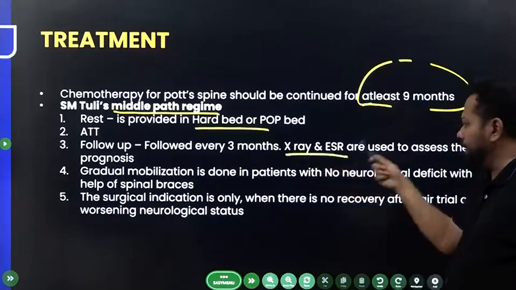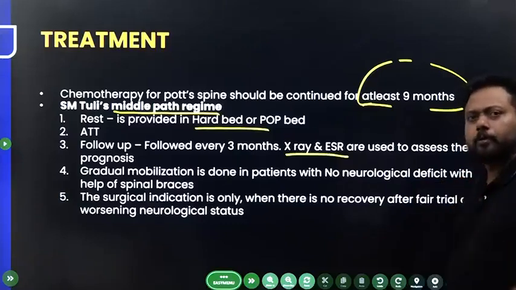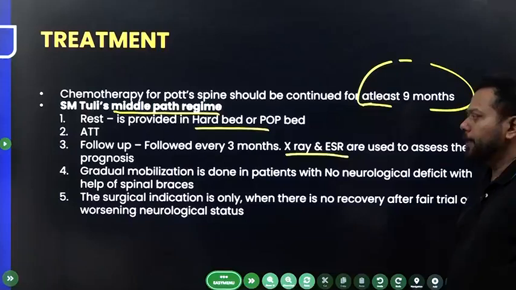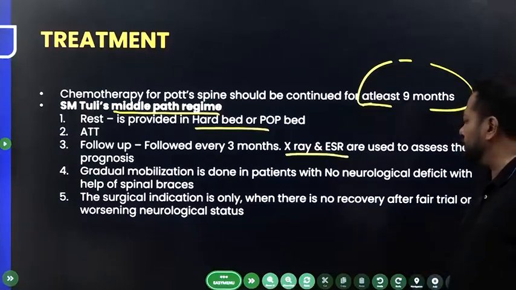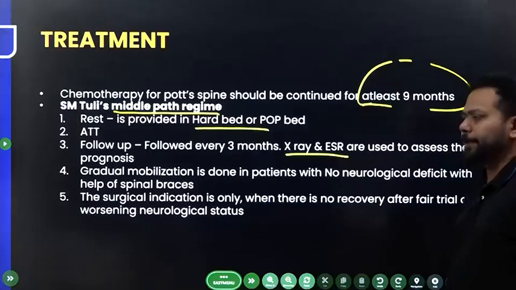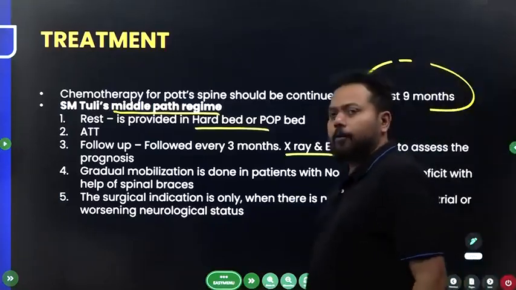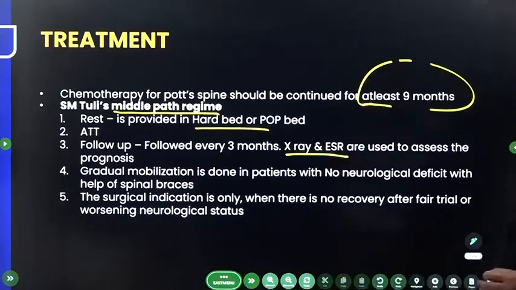X-ray and ESR are used as prognostic indicators. ESR should come down. X-ray should not worsen, and it will show some sort of improvement. Then the fourth step is gradual mobilization in patients with no neurological deficit, with the help of a spinal brace, Taylor's brace. With the spinal support, they can slowly walk. Finally, surgery is indicated only when there is no recovery after a fair trial or neurological symptoms worsen.